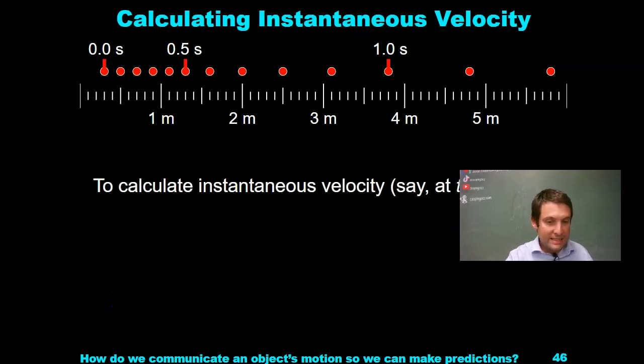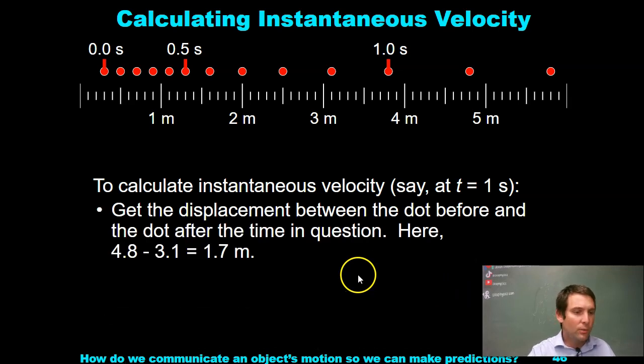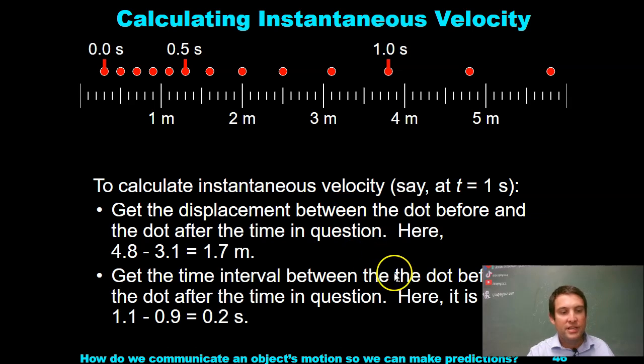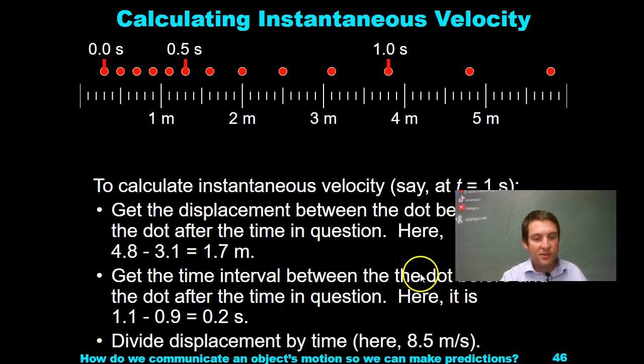To calculate instantaneous velocity, let's say at exactly 1 second, we would get the displacement between the dot before and the dot after. So this one to this one. And that's going to give us 1.7 meters. Divide that by our time interval before and after, which is 0.2 seconds, to get the velocity of 8.5 meters per second.